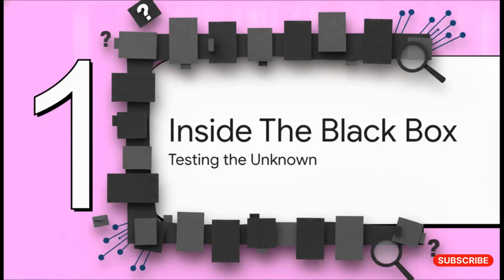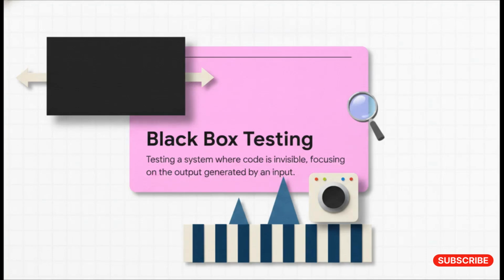All right, Section 1, Inside the Black Box, Testing the Unknown. So let's get a clear definition on the board. Black box testing is basically testing against a system where the code and the internal paths are entirely invisible to you. And honestly, black box is literally the perfect metaphor here. You aren't looking at any source code. Instead, your whole approach focuses completely on the output that gets generated by a given input. You punch in an input, you press the button, and you just observe exactly what happens next.